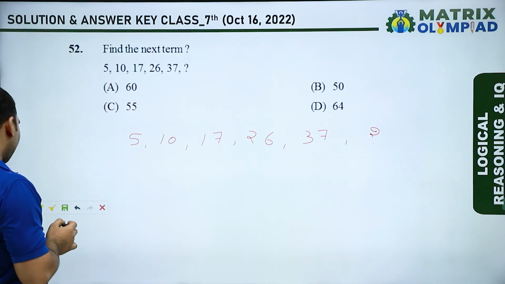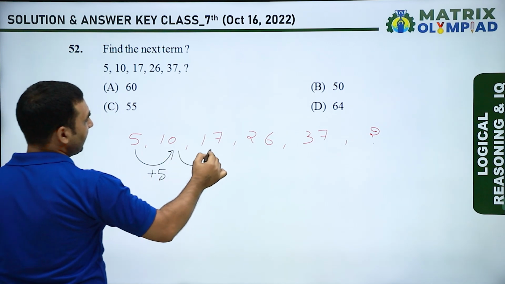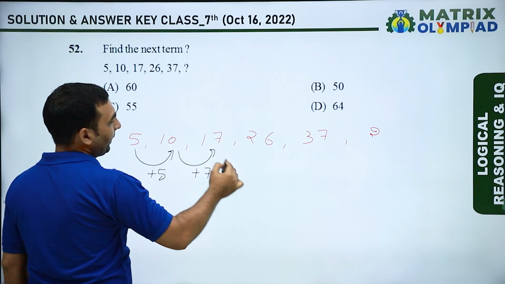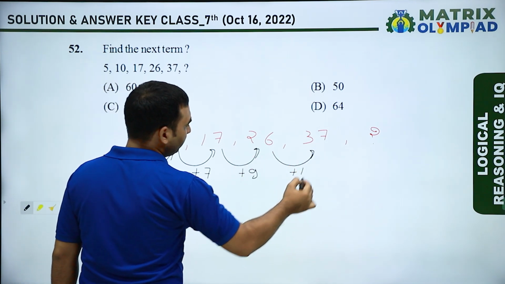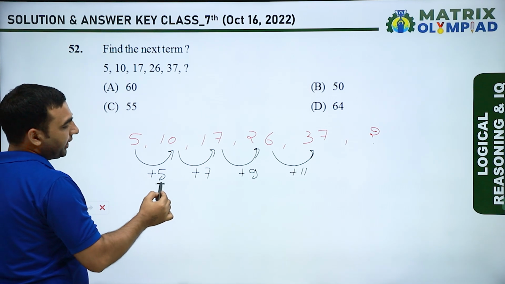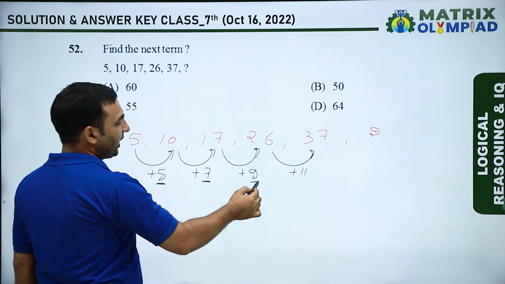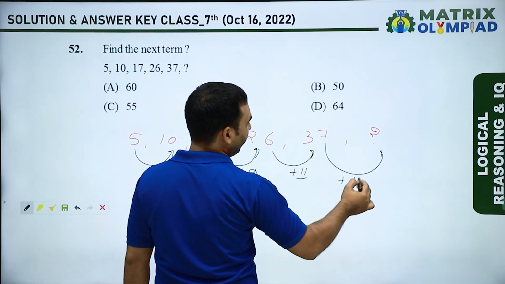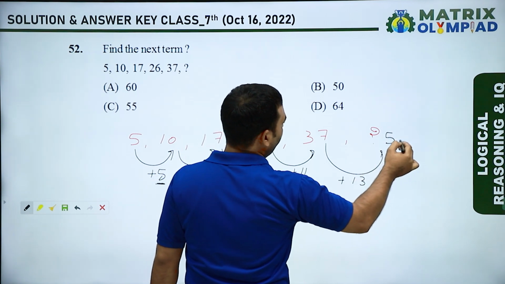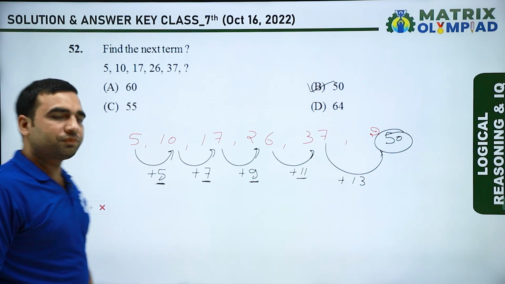If we add 5, plus 7, plus 9, plus 11, as you see, plus 5, plus 7, plus 9, plus 11, what is the next term? Plus 13, which is equal to 50. That is your answer. Option B is the correct answer.